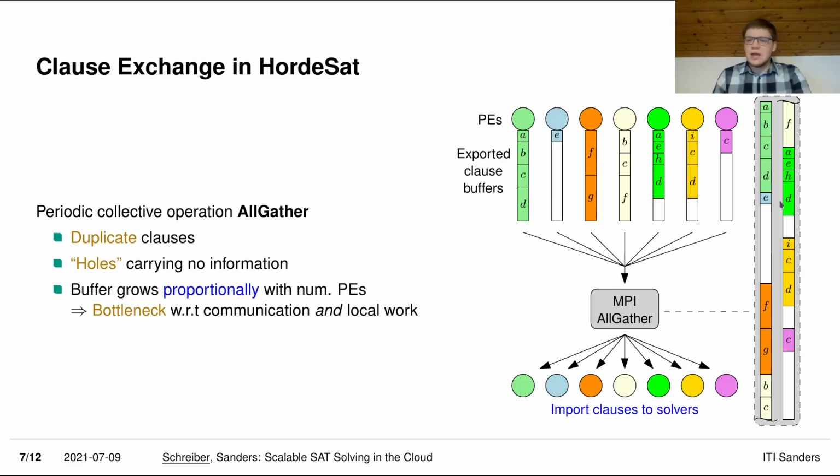Furthermore, we can have holes which carry no information whatsoever due to some of the PEs not completely filling up their buffer. And last but not least, as we can see, this buffer grows proportionally with respect to the number of involved PEs, which in our opinion constitutes a bottleneck with respect to the necessary communication volume and the local work necessary to produce and digest these buffers.